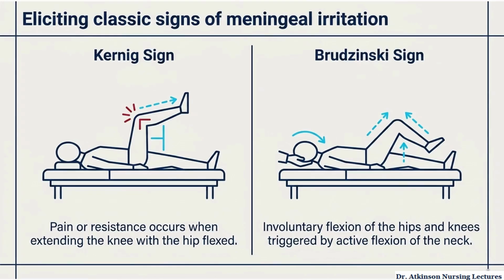These are two classic bedside signs of meningeal irritation. With Koenig sign, the patient experiences pain or resistance when the knee is extended while the hip is flexed. With Brudzinski sign, flexing the neck causes involuntary flexion of the hips and knees. Now remember, these findings can support suspicion for meningitis, but their absence does not rule it out.